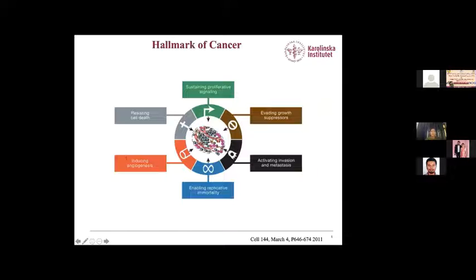And then another is that they induce angiogenesis. That's why they need to grow, and definitely they resist cell death, or you can say apoptosis or metastasis.